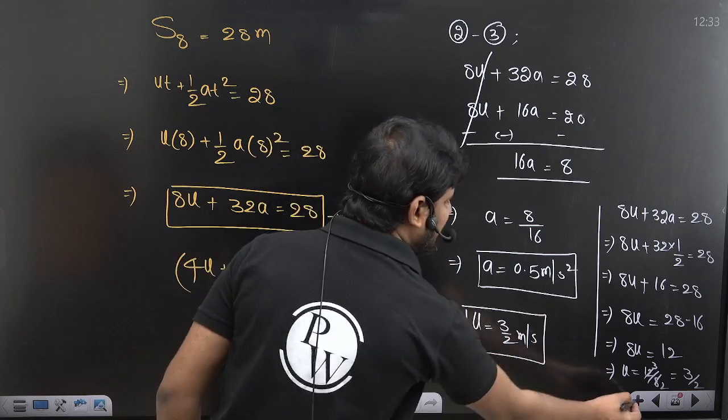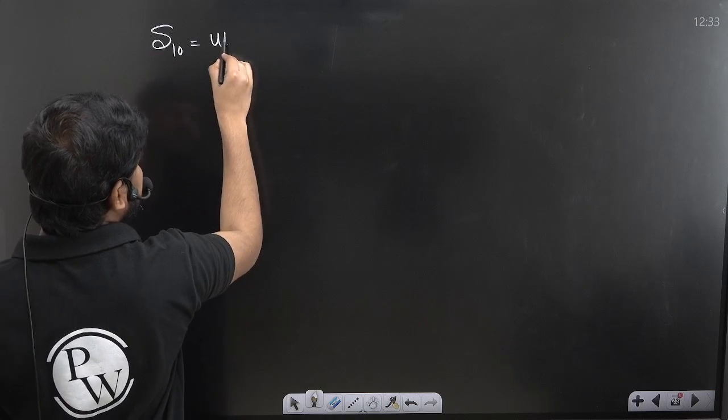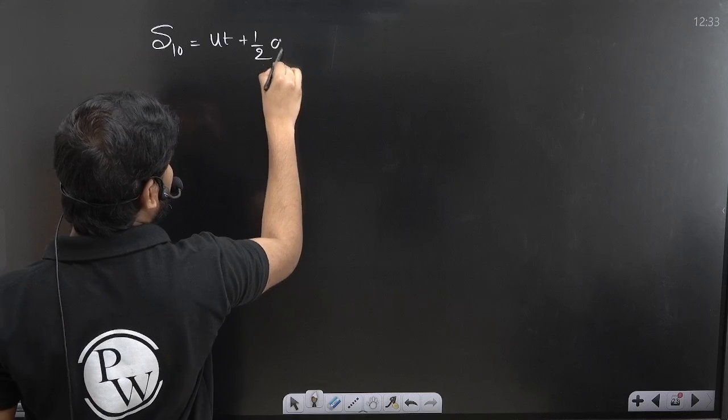So now can we find what is the distance traveled in 10 seconds? The distance traveled in 10 seconds is ut plus half at square.